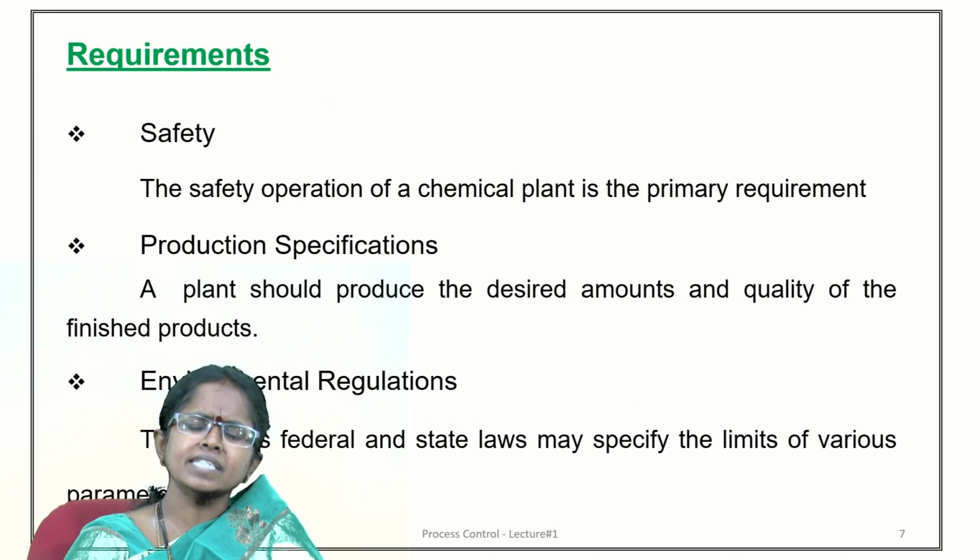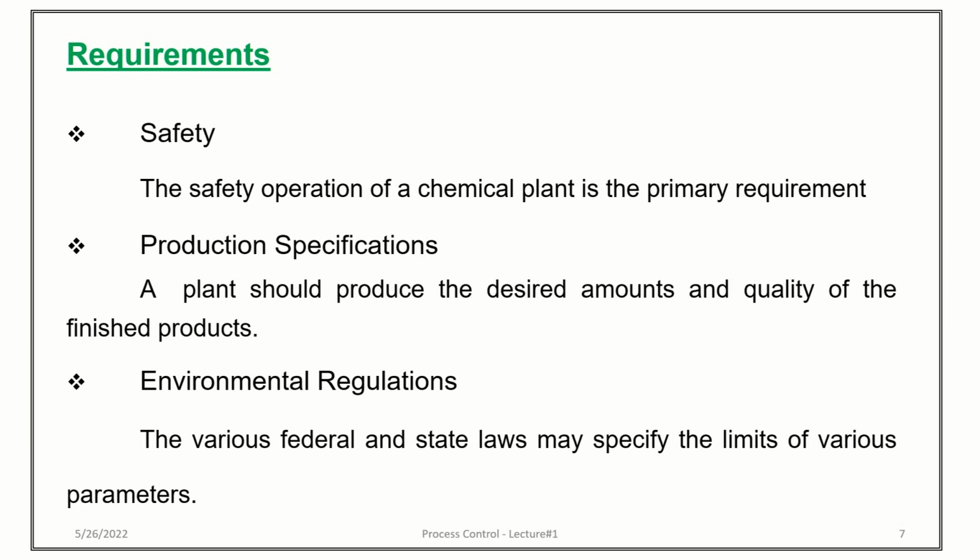During its operation, the chemical plant must satisfy several requirements. I will tell you the requirements one by one. What is the first requirement? The first requirement is the safety requirement, right. What is meant by the safety requirement? The safe operation of a chemical plant is the primary requirement for the well-being of the people working in the plant.